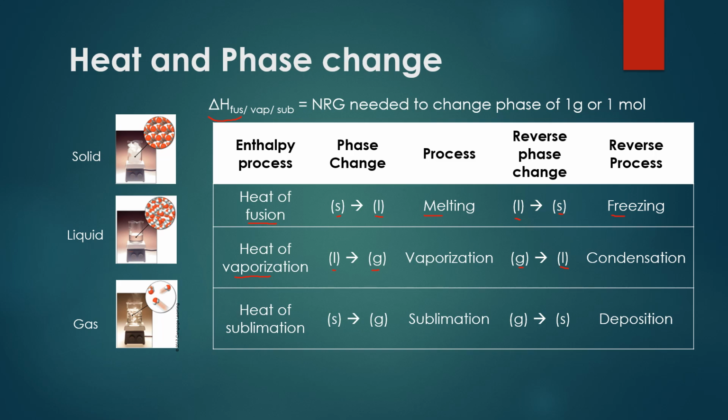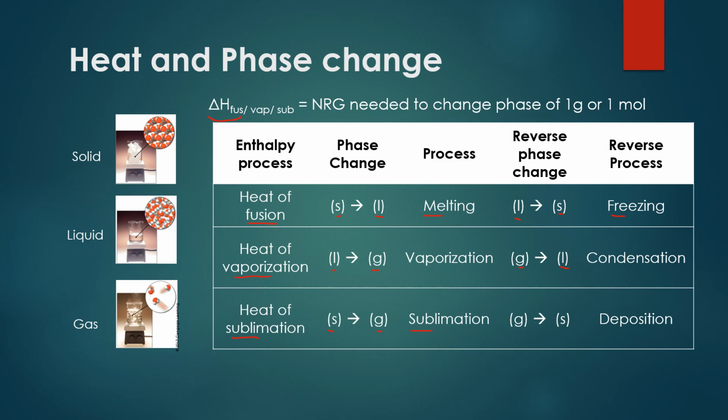The last type of enthalpy process, a little less common, is heat of sublimation. This deals just with the solid and gas phases, so we're skipping the liquid phase. If you start with a solid and skip the liquid phase going directly to a gas, that's called sublimation. There are a few compounds that naturally do this. Dry ice is one of them. Dry ice is solid carbon dioxide, and when it is heated up, it skips the liquid phase and goes directly to the gaseous phase, forming carbon dioxide gas.